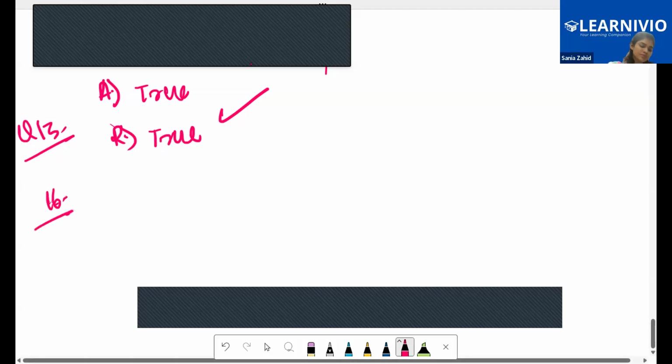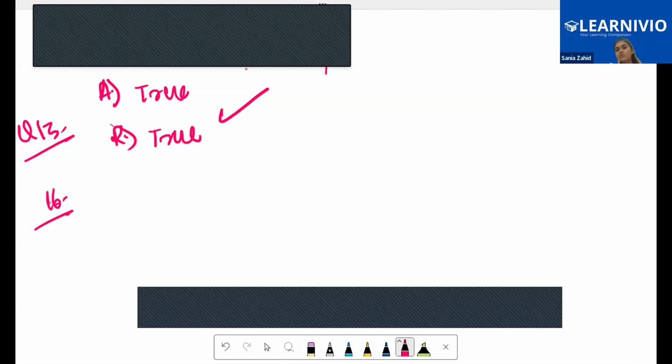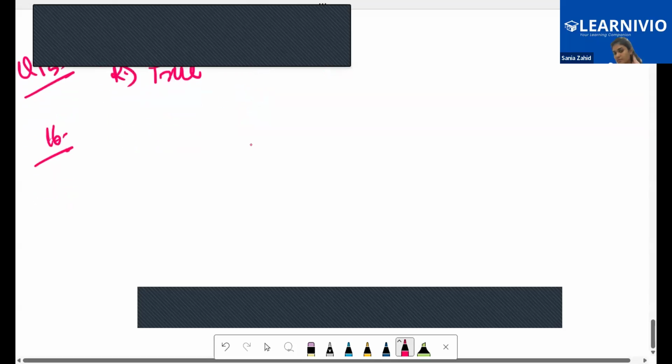The next is question 16. I did the second one. What is meant by power of accommodation of the eye? Tell me, we did study this. The power of accommodation is the capacity of the eye to focus on an object. That is the power of accommodation.